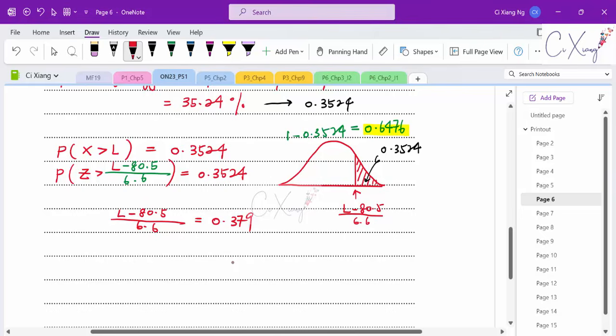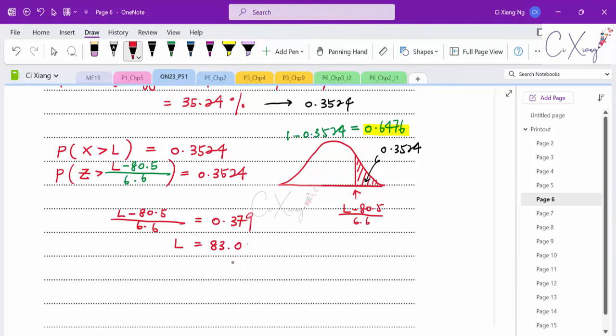From here, if you rephrase your equation very slowly, you should be able to get 83.0014, something like that. Then again, correct to three significant figures, it should be 83.0 grams. That means any egg weighing more than 83.0 grams, we classify it as a large egg.